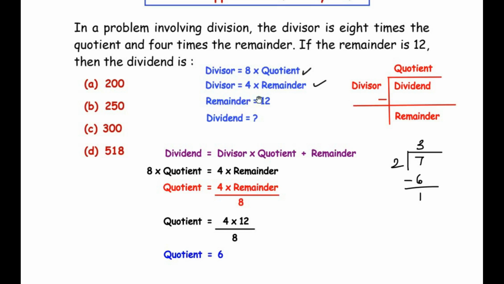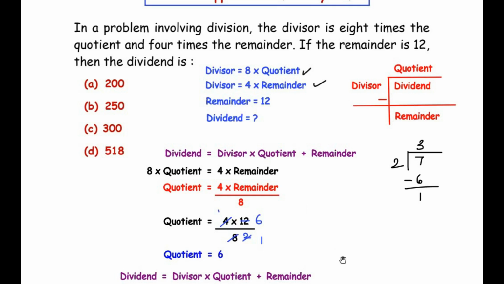Now we have been given the remainder value as 12. So here we have written 4 times 12 over 8. Now here 4 divides 8, that is 4 1 times is 4 and 4 2 times is 8. And 2 divides 12, that is 2 1 times is 2 and 2 6 times is 12. So here we get the value of quotient as 6. So this is what we are going to plug in this formula now.